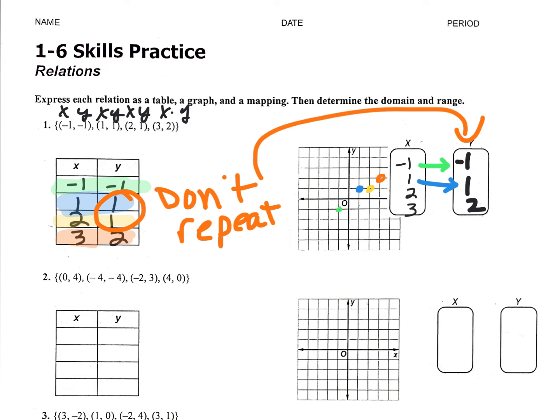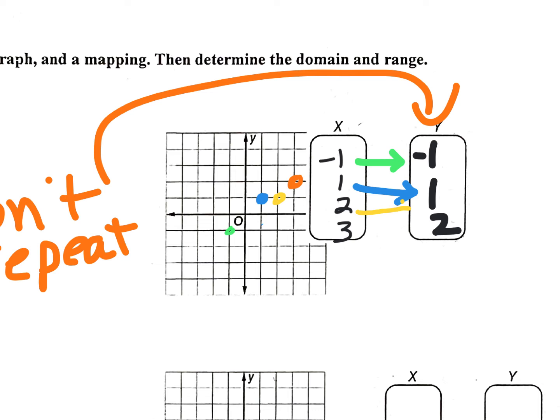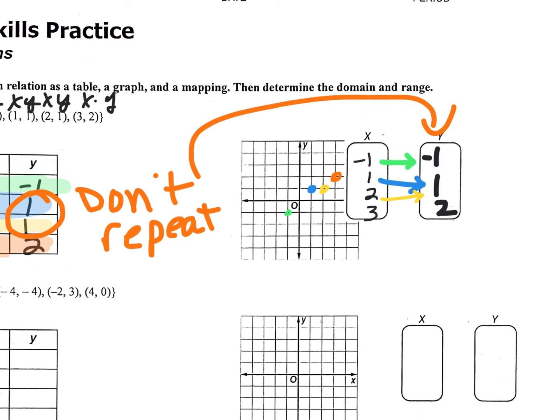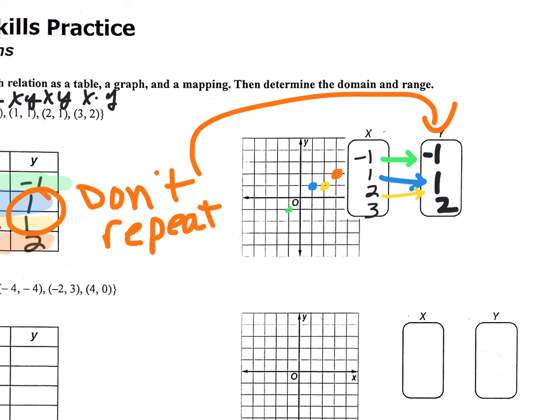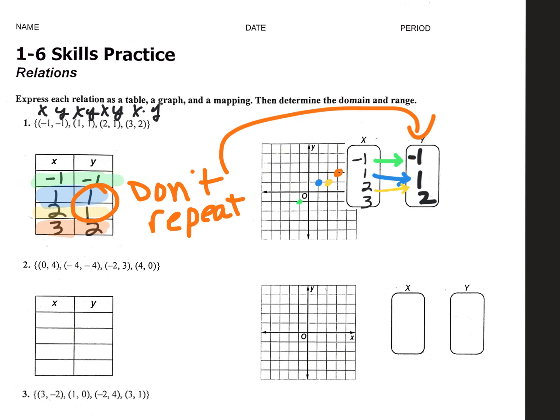2 goes with 1 also. So that means the 1 is actually going to have 2 arrows going to it. So you don't write the 1 twice. You just make 2 little arrows that go to it. And finally, 3 gets a little arrow going to the 2.